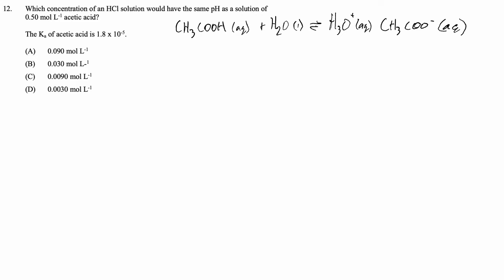Which concentration of hydrochloric acid would have the same pH as a solution of 0.5 mole acetic acid? The Ka of acetic acid is 1.8 times 10 to the negative 5, so they've given us a little bit of information there. They've also given us the concentration of the acetic acid, but how can we use what they've given us to work out the concentration of HCl? Well, let's go ahead and have a look at this equation here.